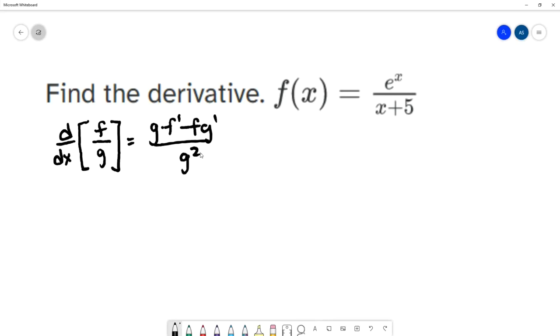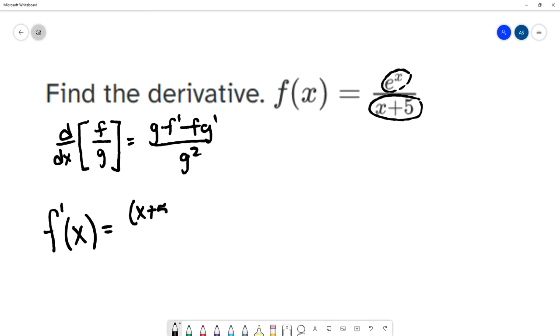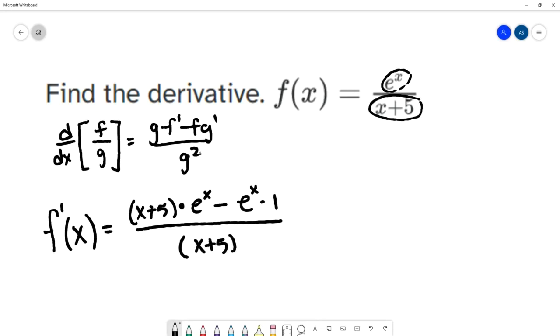So in this example, our numerator is e to the x, and our denominator is x plus 5. So let's find that derivative with the quotient rule. We've got the denominator of x plus 5 times the derivative of the numerator. The derivative of e to the x is e to the x, minus the numerator, e to the x, times the derivative of the denominator. The derivative of x plus 5 is 1, all over that denominator squared. So that's over x plus 5 squared.